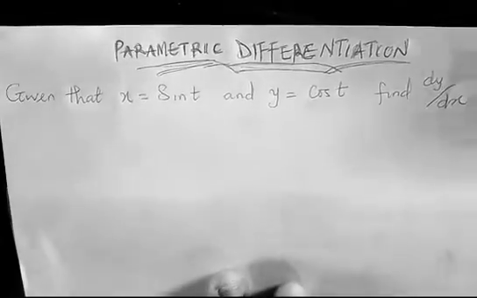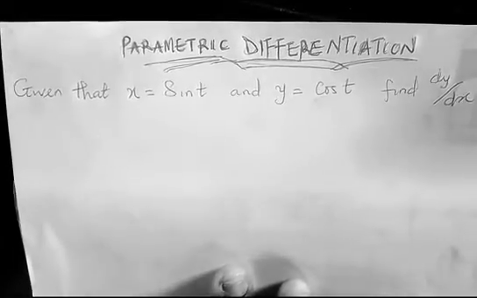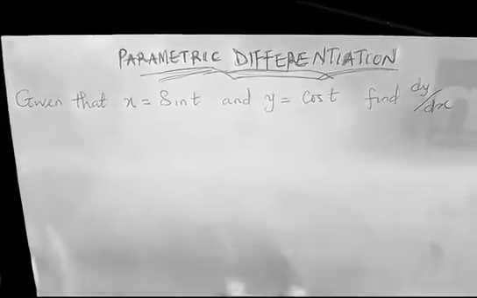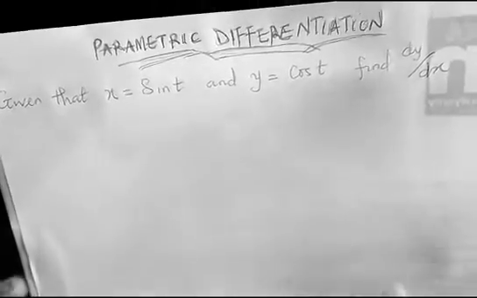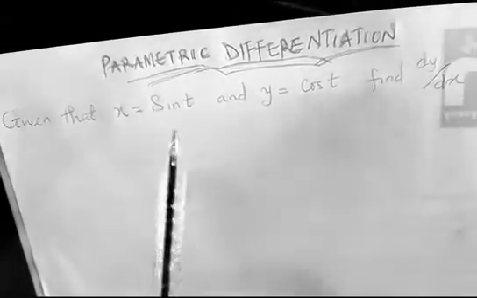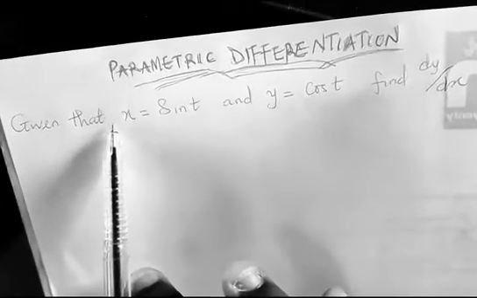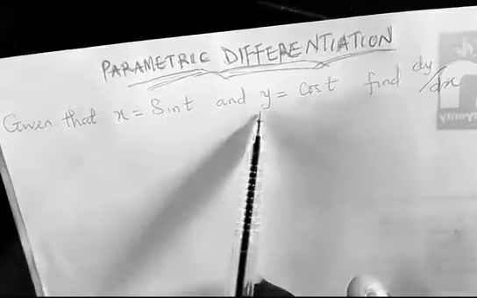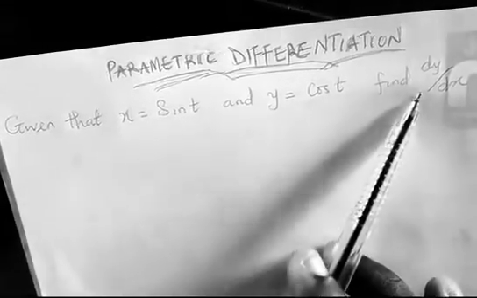Alright, today we'll be talking about parametric differentiation. Now, when we talk about parametric differentiation, what did I mean? It is a very simple differentiation you have to know. Now, let's take for instance, I'm given an example like this. Given that x equals sine t and y equals cos t, find dy/dx.